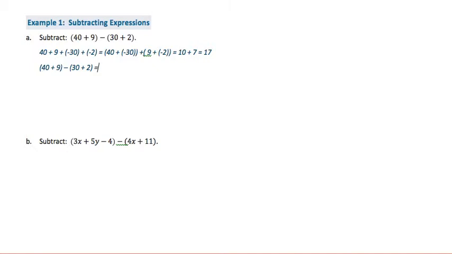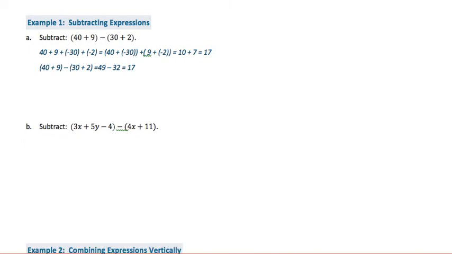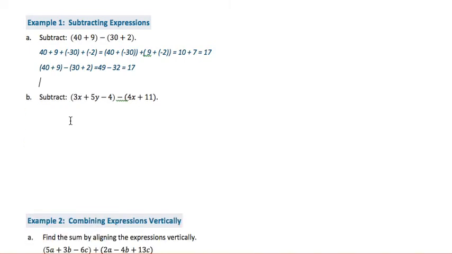40 plus 9 is 49, and 30 plus 2 is 32, and 49 minus 32 is 17. Yes, this is much faster, but of course, when we have variables in our expressions, we can't solve what's inside the parentheses because we don't know what x and y are. That's why this property is very important.